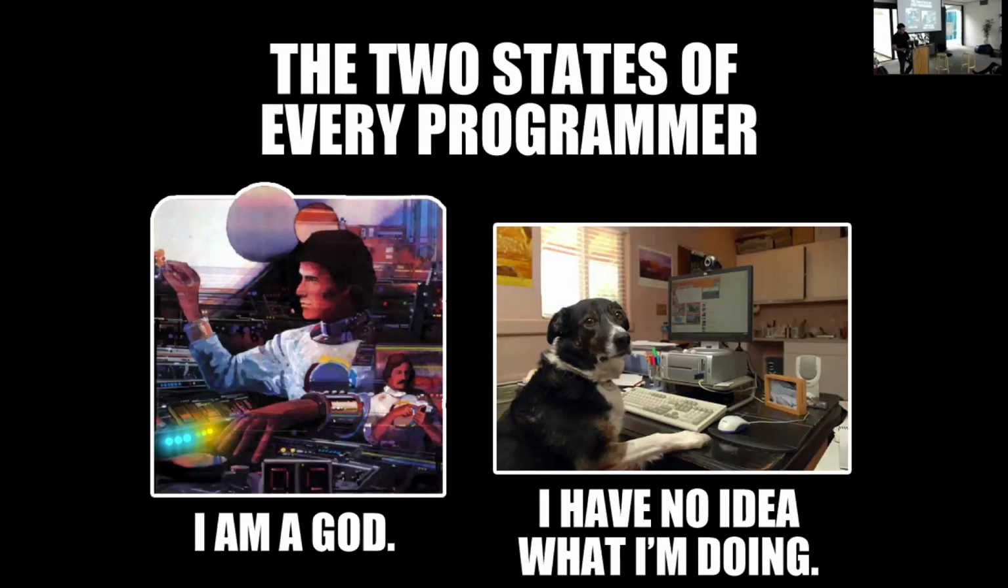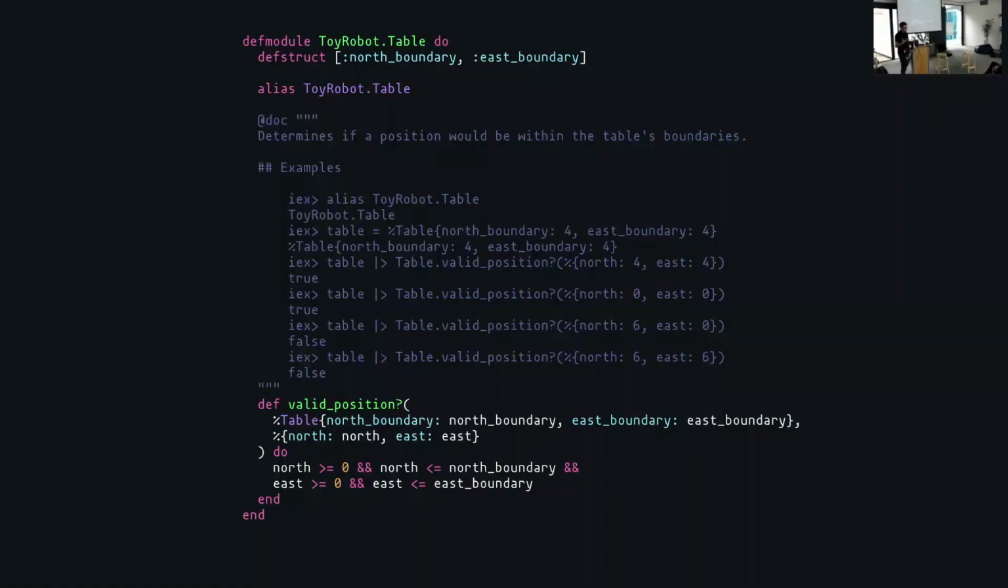So you go back to the drawing board and you start by building up this table module, which is basically the same thing. It's a struct, it has a north boundary and east boundary, and we can determine if the robot is in a valid position by passing in a table and the north and east coordinates of the robot. Then with some basic if statements, we can say, if the north coordinate is a positive value and it's underneath the north boundary, that's good, and same for east boundary checking too.